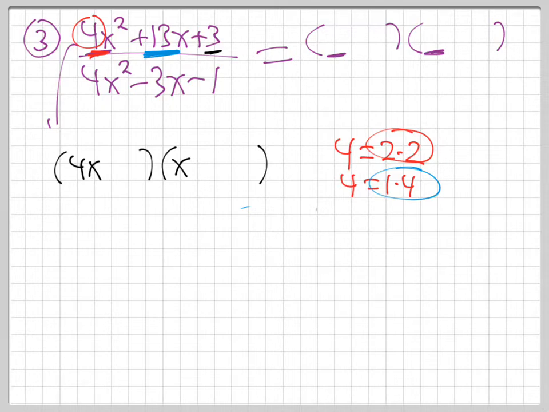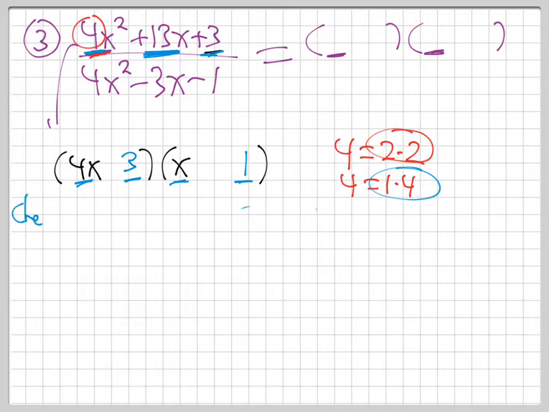Okay, so that's front times front to make front. And now last times last to make last. What times what makes 3? 3 and 1. So I'll put the 3 here and the 1 there. This is the wrong order, it turns out. But I just know that because I'm doing it in my head.